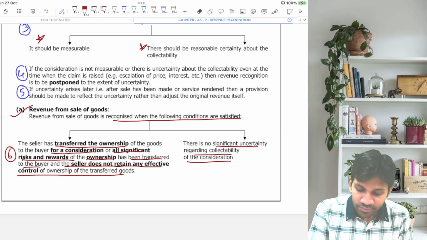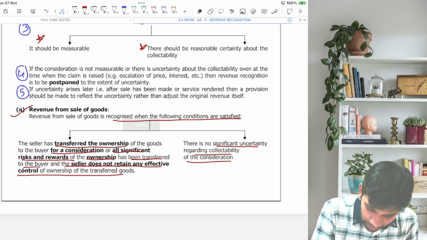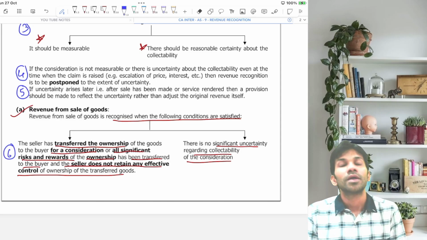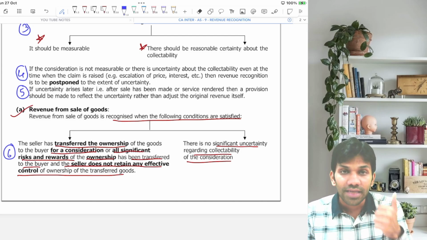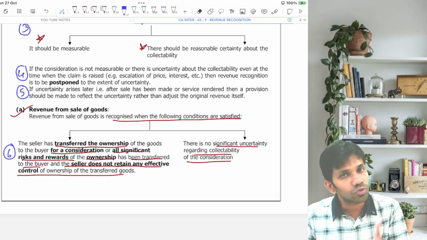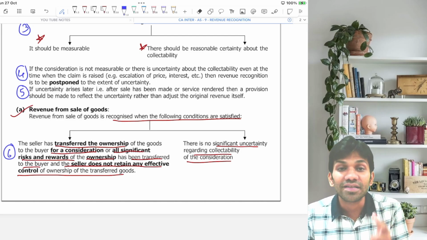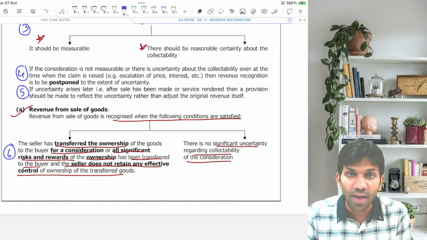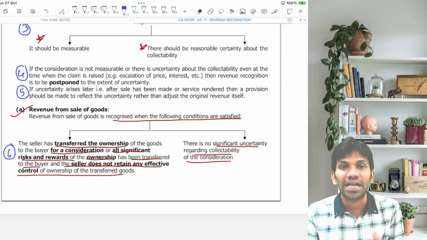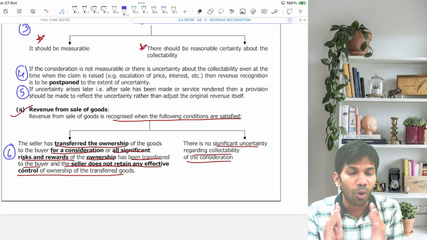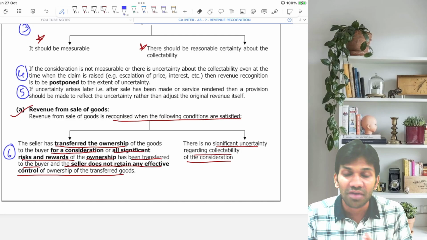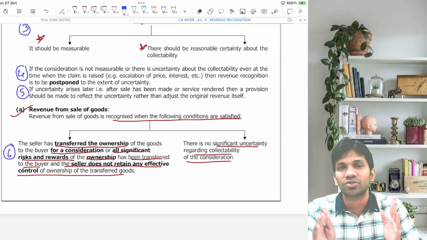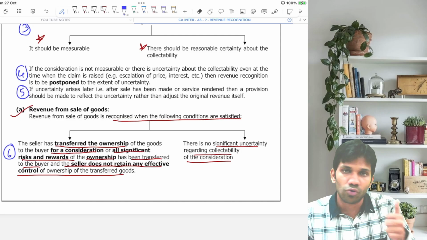I'll mark this with blue pen only as we have a trade mark here. So revenue from sale of goods should be recognized only when the seller has transferred the ownership of the goods to the buyer, and all significant risk and rewards of the ownership have been transferred to the buyer, and the seller does not retain any effective control of ownership of the transferred goods. Guys, try to remember it as it is or in a similar way, because this is a provision. I'll repeat one more time for you.